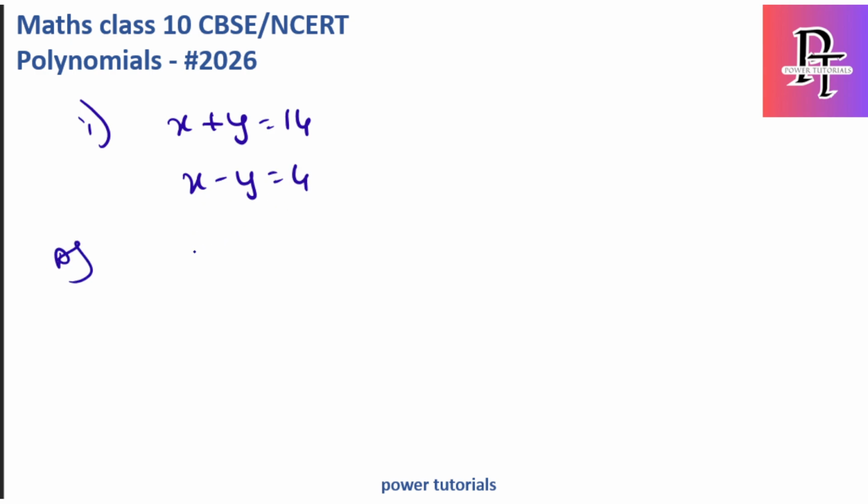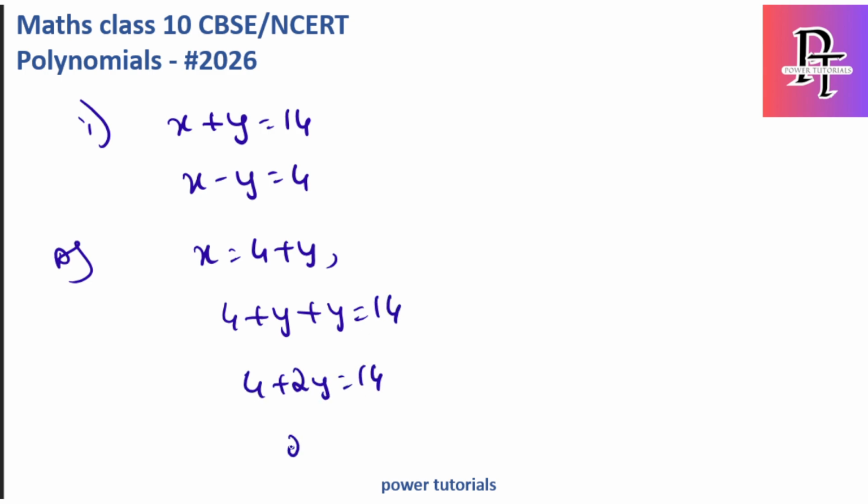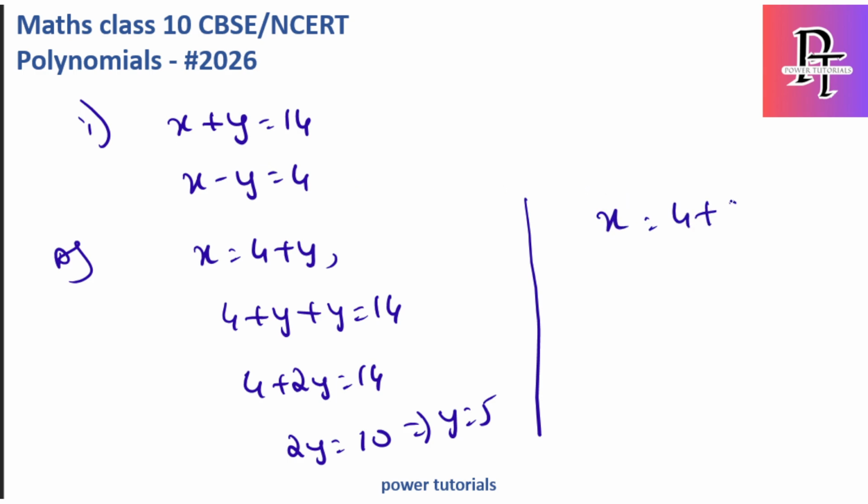I will just use x is equal to 4 plus y, and substitute it in the first one, which is 4 plus y plus y is equal to 14. I will get 4 plus 2y is equal to 14. So 2y is equal to 14 minus 4, which is 10. Therefore I got the y value as 5. Now I'll substitute the y value as 5 in the first equation, where x is equal to 4 plus 5. So I got the values, which are 9, 5.